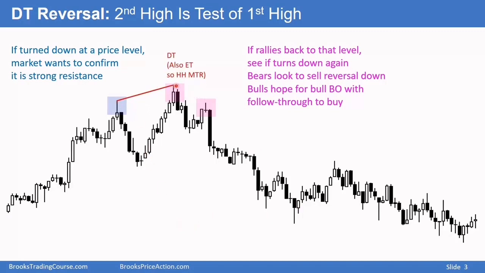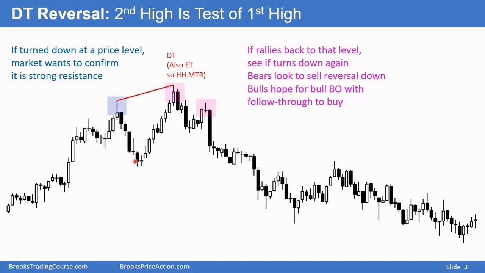A double top. Does not matter that it's a slightly higher high. In this particular case, this double top is also an expanding triangle. We went up here, turned down higher, and we have a lower low. And therefore, it's a double top, and it's also a higher high major trend reversal. Every expanding triangle top is a higher high major trend reversal. Even without the expanding triangle, it's still a major reversal.